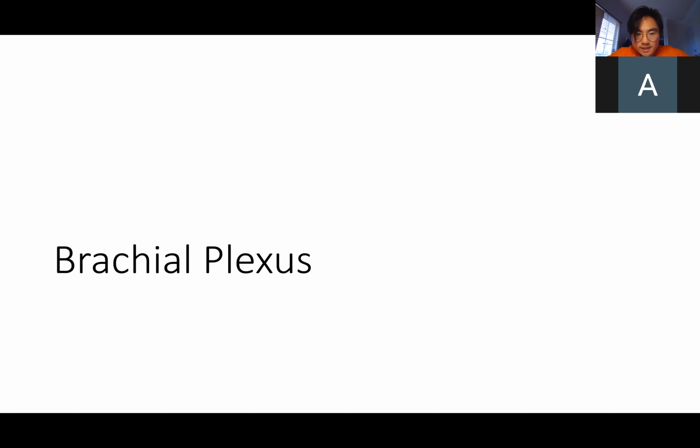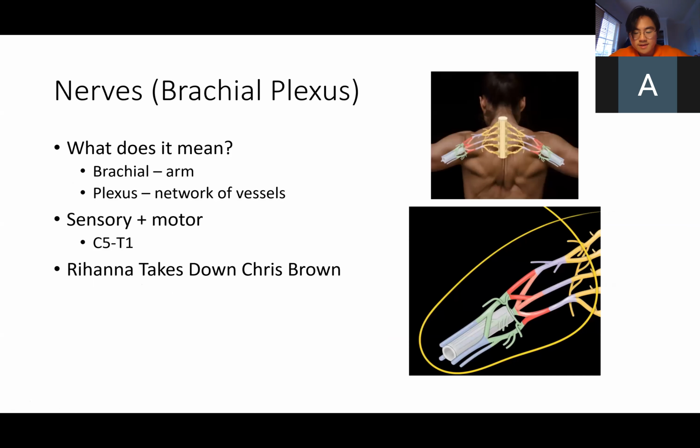Okay, now the brachial plexus, which is a pretty daunting subject. Hopefully I'll try and make it a bit conceptual. So what does the word brachial plexus mean? As we said before, brachial means arm, and plexus means a network of vessels. In this case, it's a network of nerves. And we have multiple plexuses throughout our body. We also have a sacral plexus down near our pelvis, just another example. Now, the brachial plexus has both sensory and motor functions, coming off the C5 to T1 spinal cord.